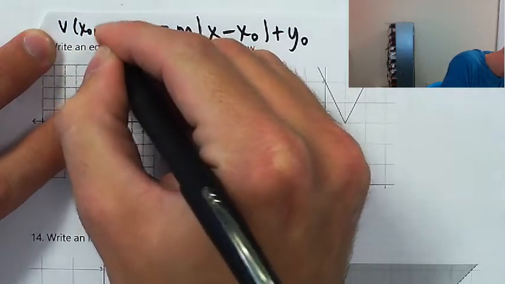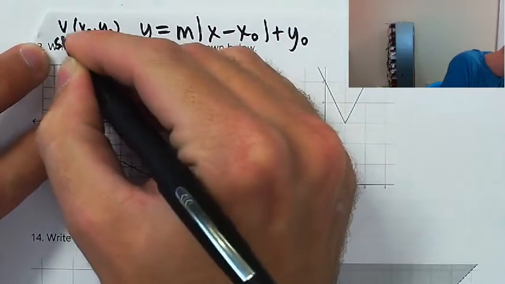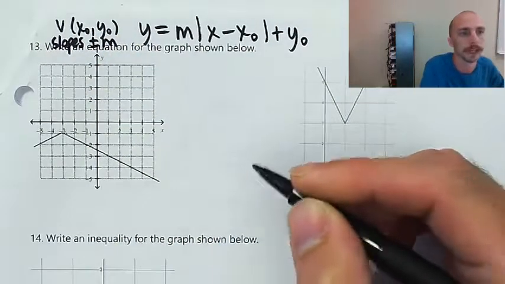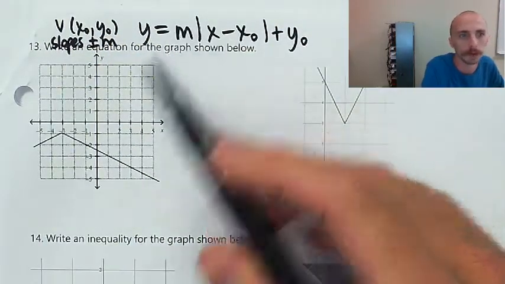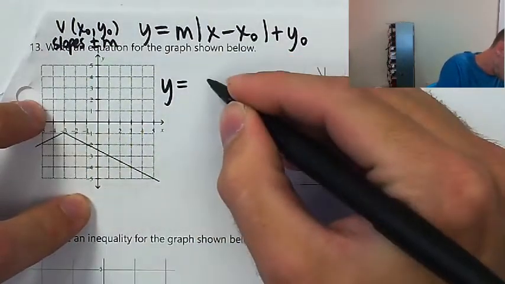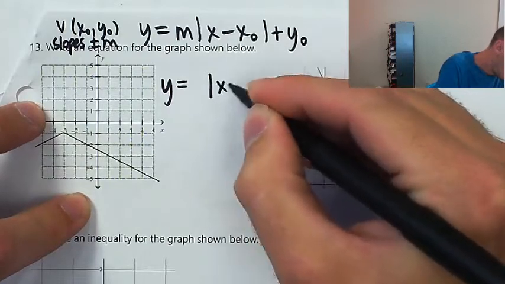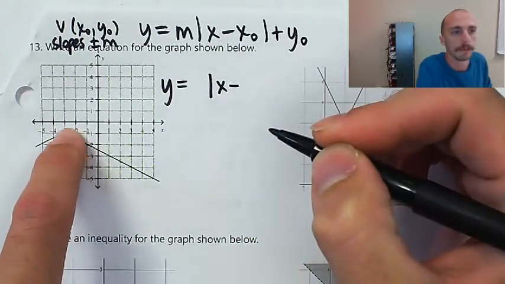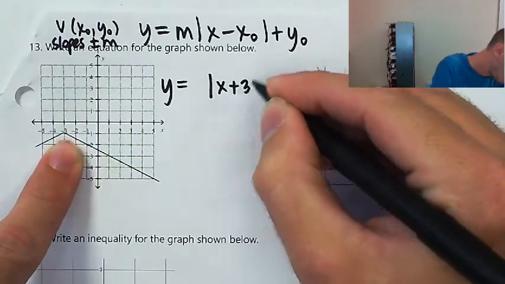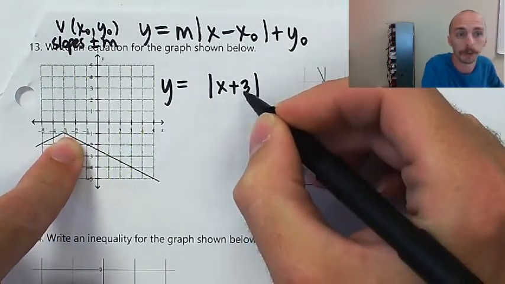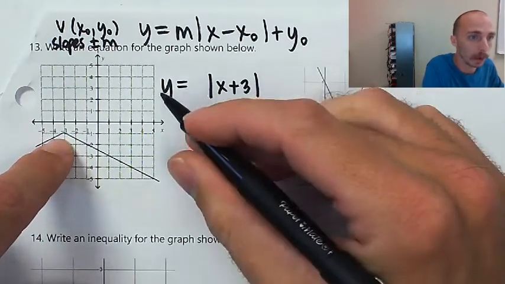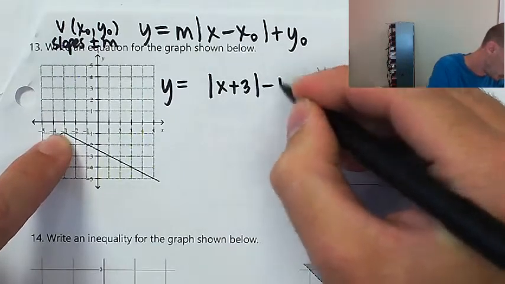Okay, so what I'm thinking is, I was going to label over here, vertex is going to be (x0, y0), slopes like plus or minus m. And then we'll just have to make sure that we're considerate of if it's opening up or down. All right, so y is going to equal some number of the absolute value of x minus, okay, the vertex is at (-3, -1). So I'm going to do x minus -3 because when I plug in -3, I need to take the absolute value of 0.